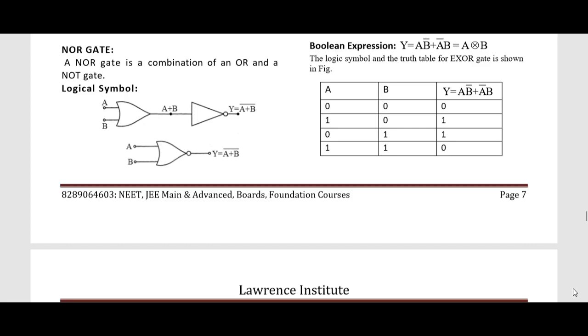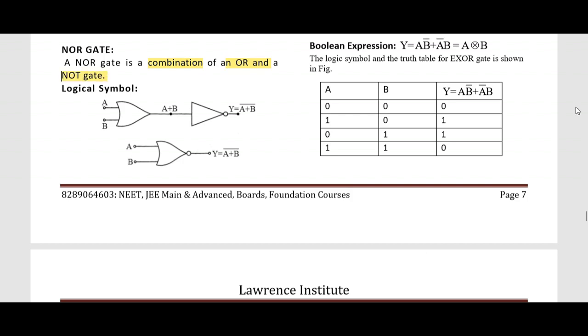The next topic that we shall do in this lecture is NOR gate, and then we shall proceed to exclusive OR gate. First, what is NOR gate? NOR gate is a combination of OR gate and NOT gate.